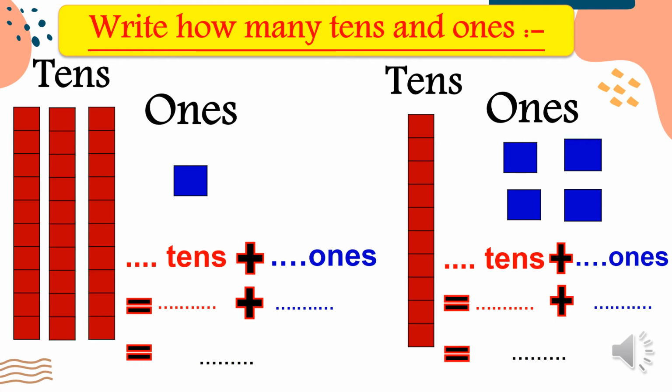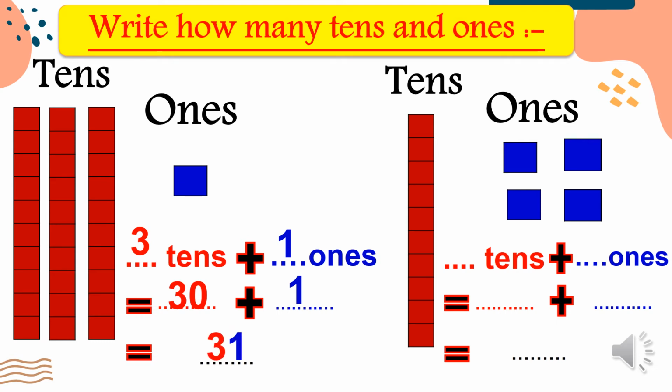Write how many tens and ones. Let's see. Here in tens, let's count how many sticks we have. 1, 2, 3. So we have here 3 sticks. So we put here in tens 3. In ones I have just one small square, so I will put here 1. Okay, 3 in tens, that means 3 tens equals 30. 1 in ones equals 1, so 30 plus 1 equals 31.